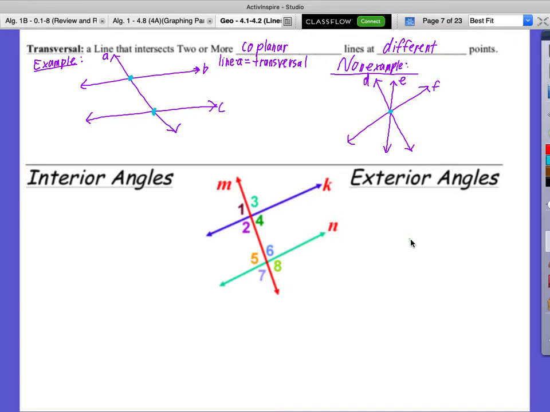Interior angles are going to be between the two lines that are cut by the transversal. Interior angles are between the two lines that are cut by the transversal.